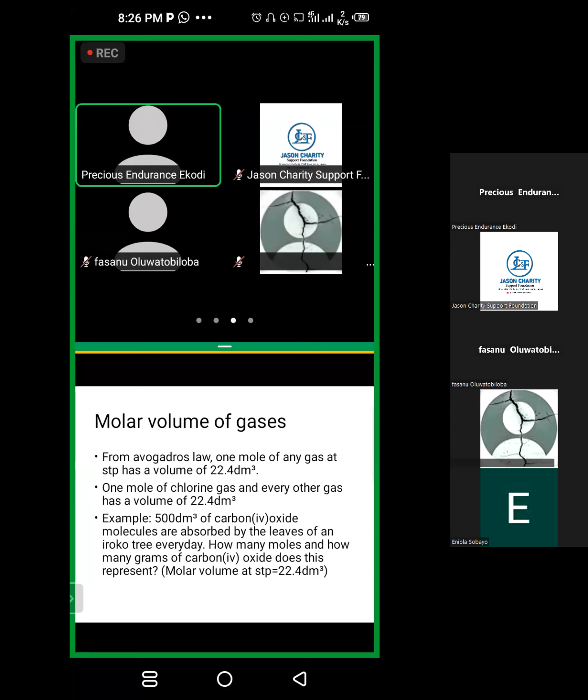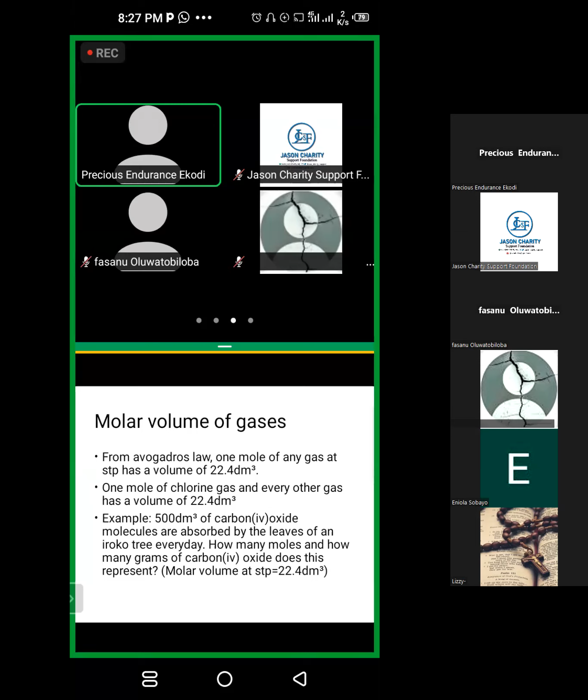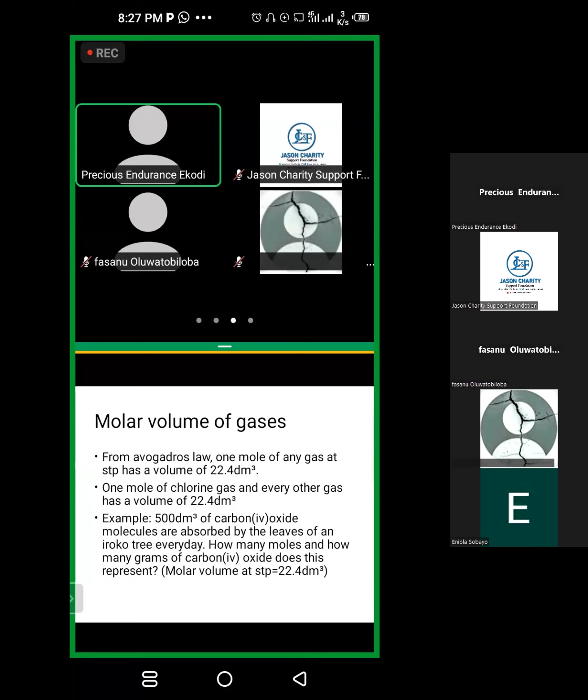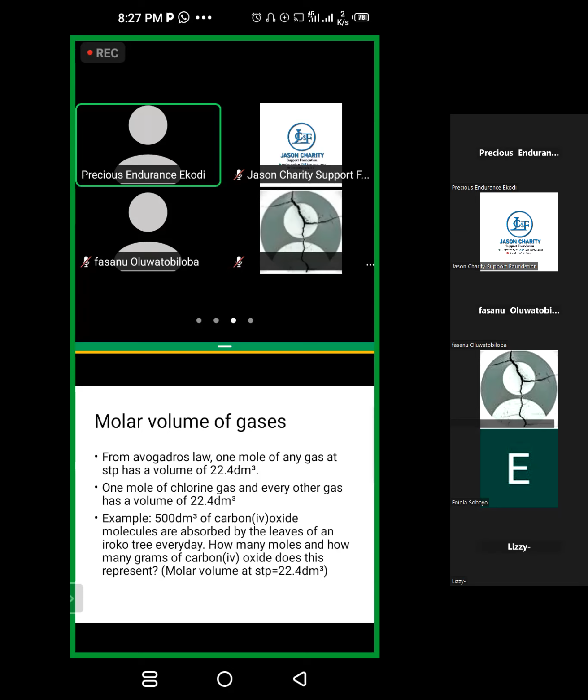So here we have a question that brings in the molar volume of gases. The question is: 500 dm cube of carbon 4 oxide molecules is absorbed by the leaves of an Iroko tree every day. How many moles and how many grams of carbon 4 oxide does this represent? Given the molar volume at STP, which is 22.4. Now, how do we solve this?